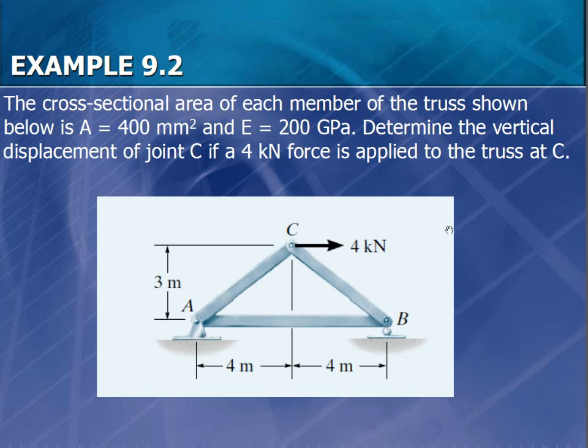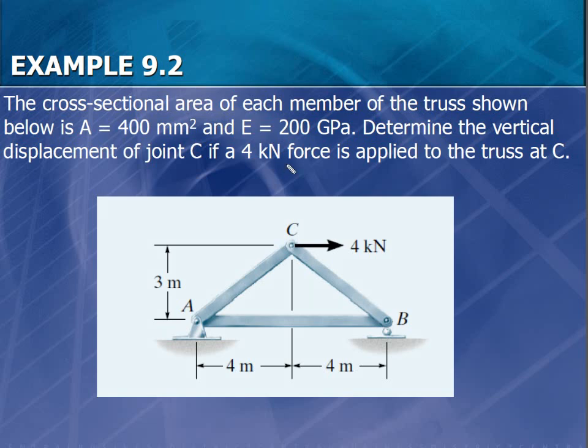Then let's have an example to see how we're going to find deflection using the virtual work method. Now we have a simple truss here. The cross-sectional area for each member of the truss shown is 400 millimeters squared. Modulus of elasticity is 200 gigapascals. Determine the vertical displacement of joint C if a 4 kilonewton force is applied to the truss at C.